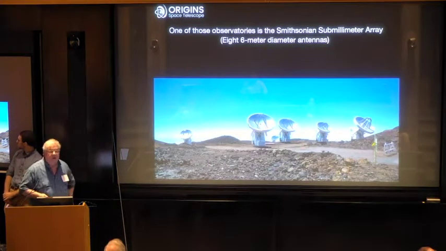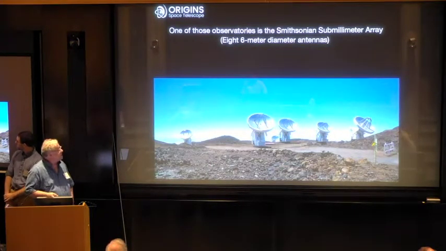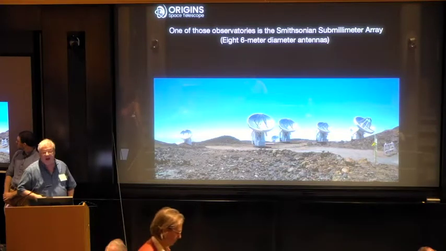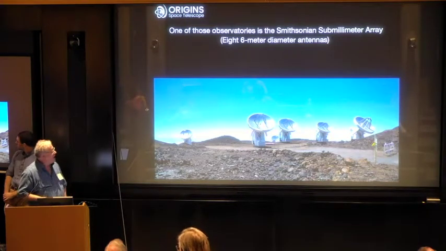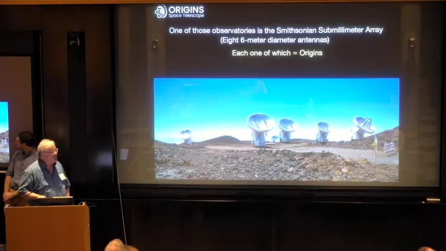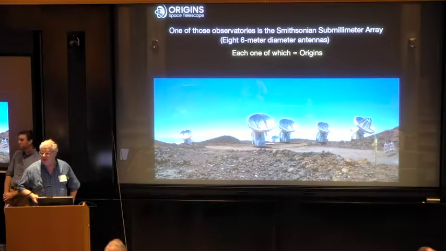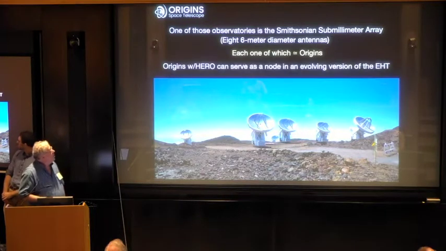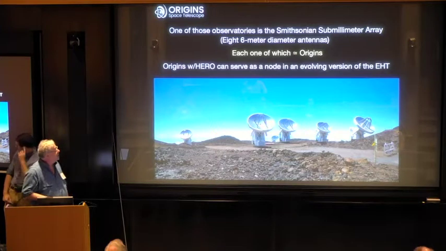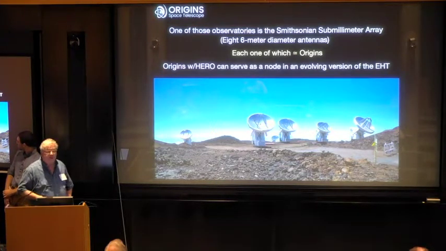One of the nodes in the Event Horizon Telescope is the Smithsonian Submillimeter Array, which consists of 8 6-meter diameter antennas located on Mauna Kea. And I'd remind you for scale that each one of these antennas is roughly Origins. So the question is, Origins with heterodyne capability perhaps can serve as a node in the evolving version of the Event Horizon Telescope.